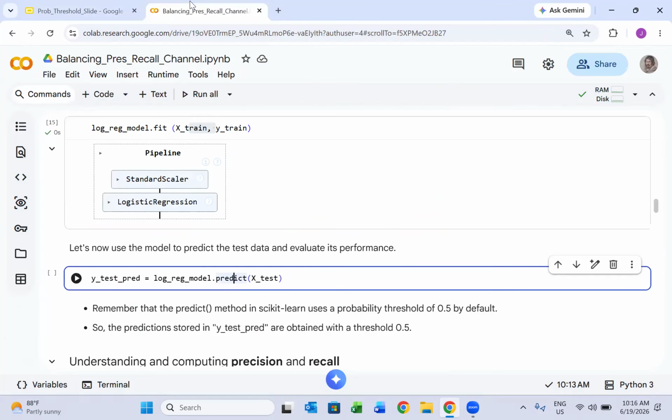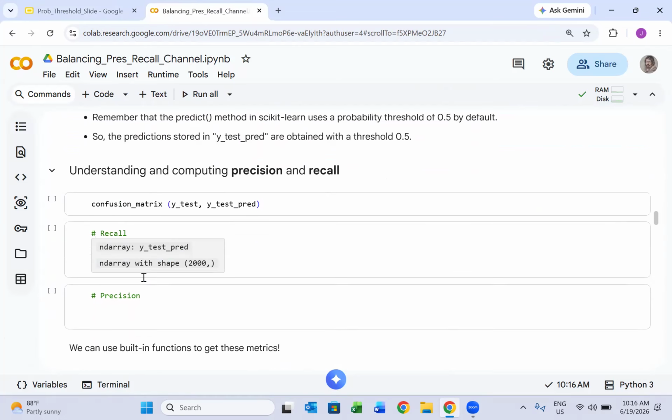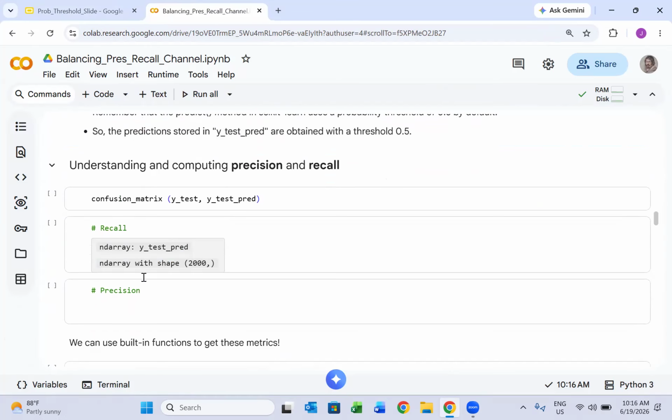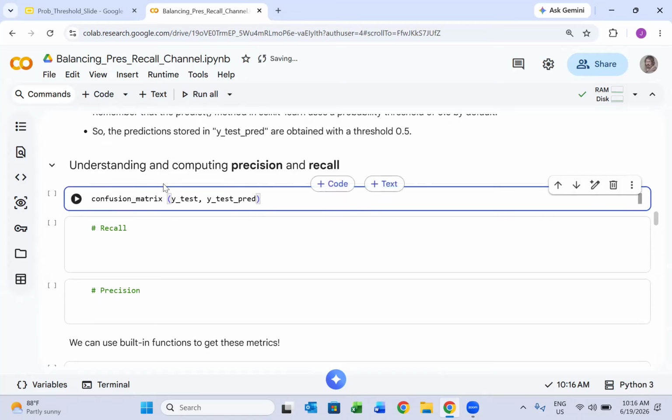Okay, so now let me run this. Now that we have the predictions of the test data for the target stored right there, let's compute precision and recall, and then let's understand what they are. Before computing precision and recall, I'm going to print the confusion matrix, which, remember, is simply a matrix that shows the actual and the predicted results for both classes.